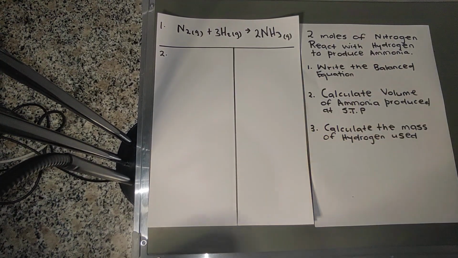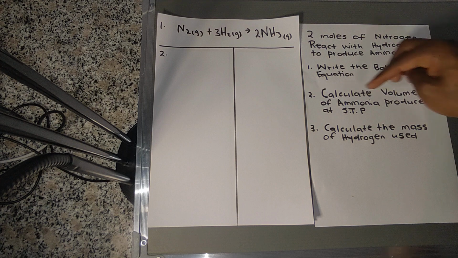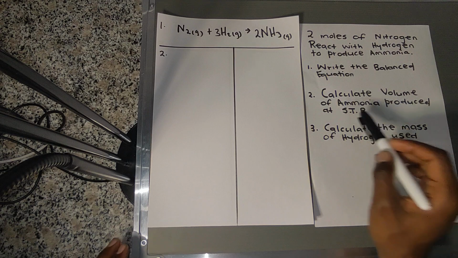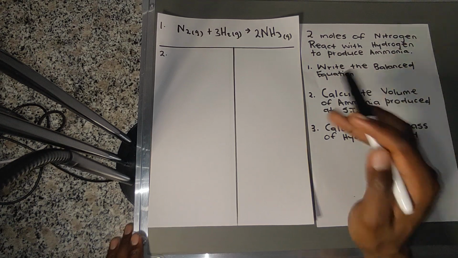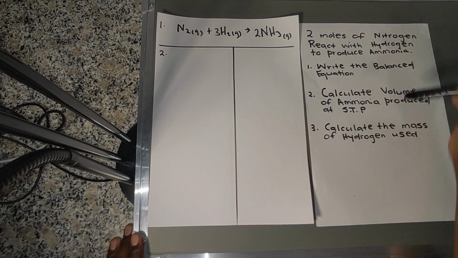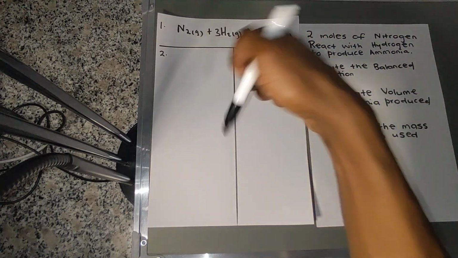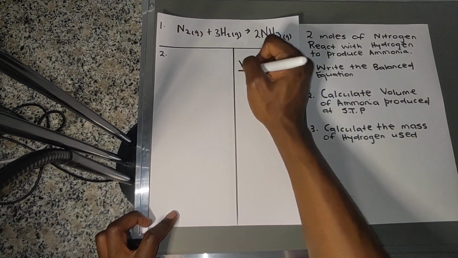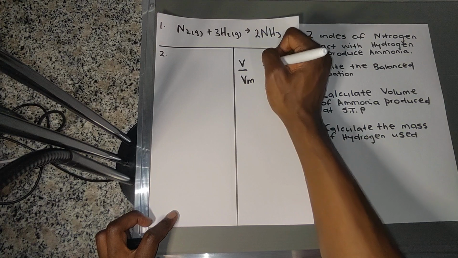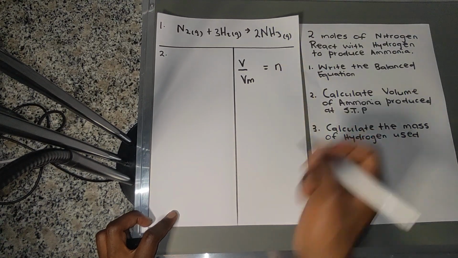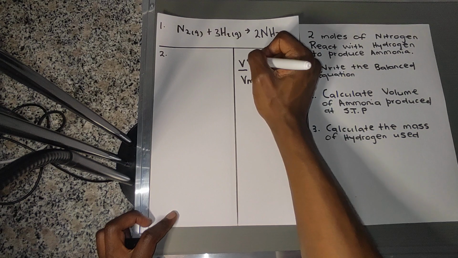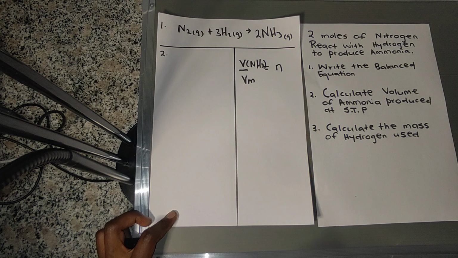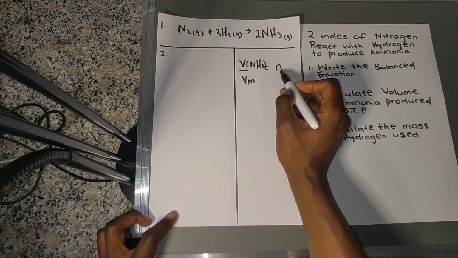Now let's answer question number 2. Question number 2 says, calculate the volume of ammonia produced at SCP. So we understand at this point that at SCP we do have our go-to formula that calculates the volume. At the end of this calculation, we should have used this formula: V over Vm equals the number of moles. So in this question, we are looking for the volume of ammonia. I always specify what I'm looking for. But do we have the number of moles? We don't.